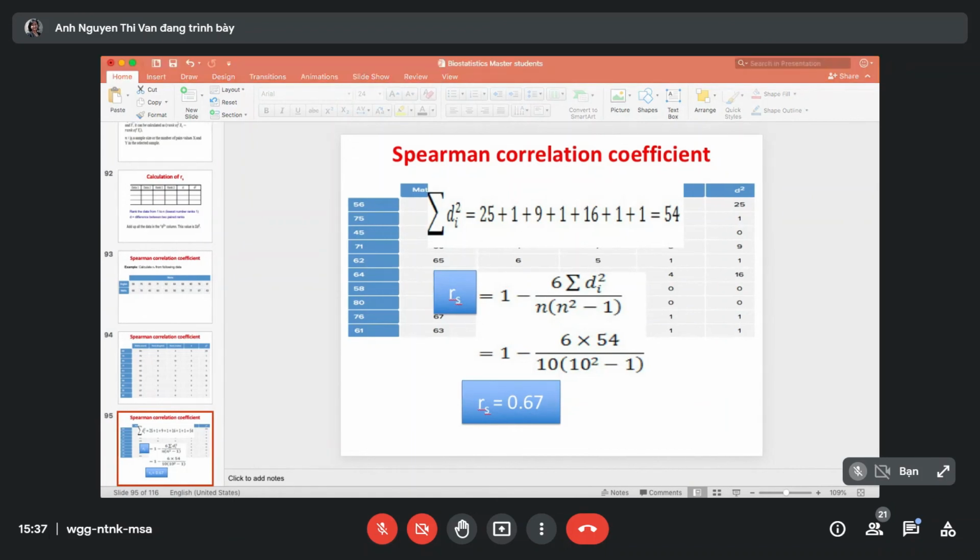In Pearson correlation, we need to check the normality before we calculate. But in Spearman correlation, we don't need to check the normality. Yes. Okay. Anything else?